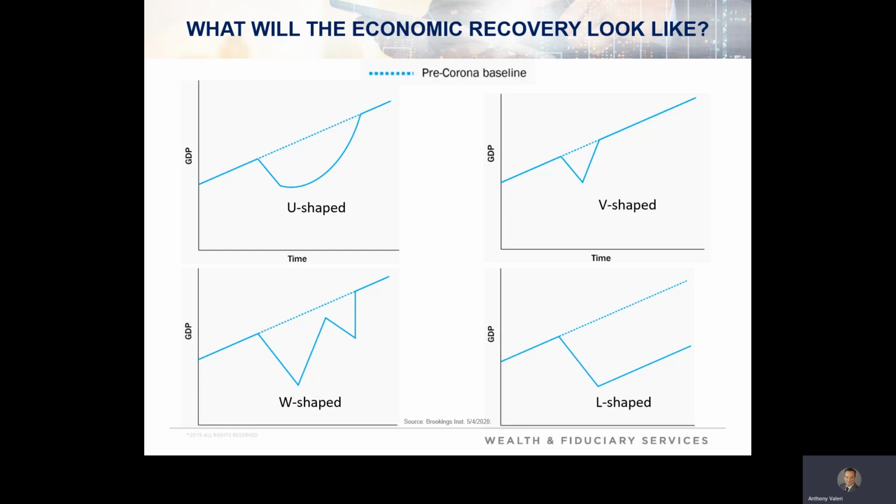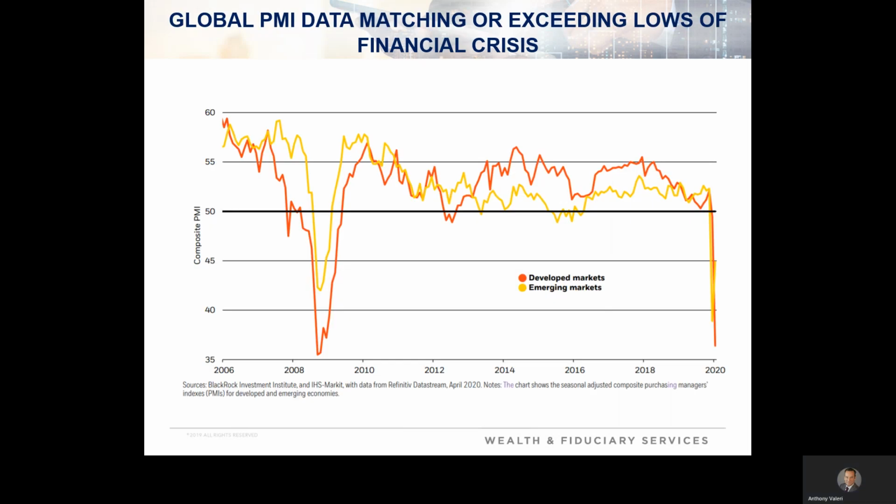On the top right, you'll see the V-shaped recovery, pretty self-explanatory. That is a sharp drop followed by a quick recovery. The W, and I'll have an example of this later, is more of a sharp drop, a recovery, and then a subsequent decline followed by ultimate recovery. And then the L-shape on the bottom right is more of a depression scenario where the economy doesn't resume its normal pace for a very long time. So those are your basic shapes of how the economic recovery historically has played out. And let's talk more about that.